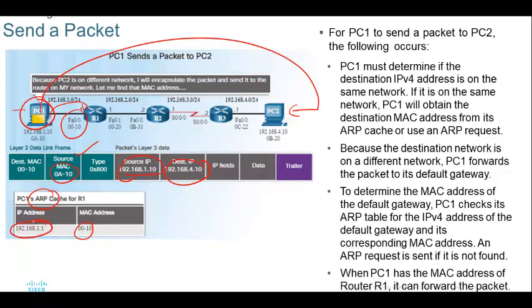How do you see the ARP table? In the router, use show ARP. If you want to see it on your computer, in your laptop, go to command prompt and type ARP -A. It will show you your immediate next router's MAC address.